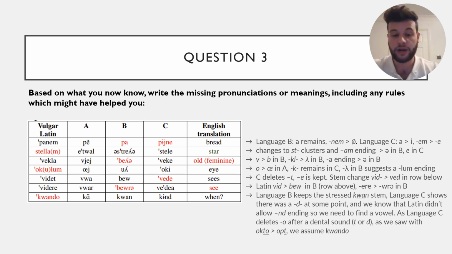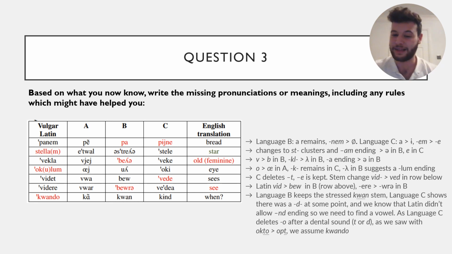When I had quand, I realized that in Latin, so far in this evidence that we have, there is not a single word that has an nd ending. So therefore we needed to find a vowel because we can't just assume that Latin will allow quand as a word if there's no evidence for that ending. The only option I had was that language C does delete an o after a dental sound, so it deletes it after a t or a d, as we saw with octo, opt. So therefore we can safely assume that Vulgar Latin likely had an o on the end, quando.